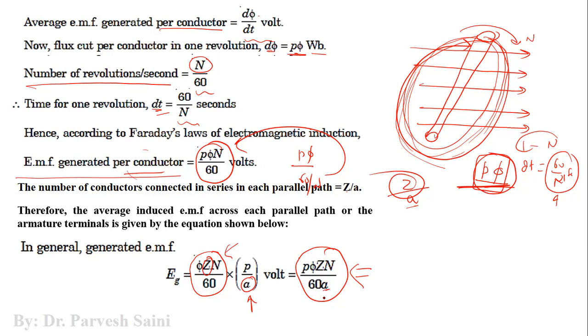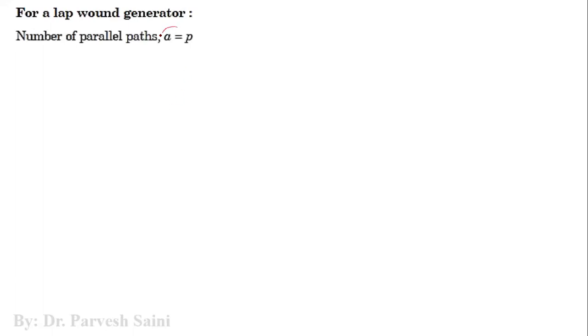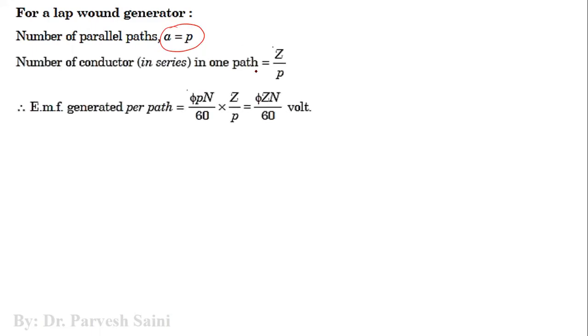Okay, now for a lap wound generator, we know that the number of parallel paths is equal to the number of poles. So if this is the case, then we can replace A with P, and we can cancel these two factors.